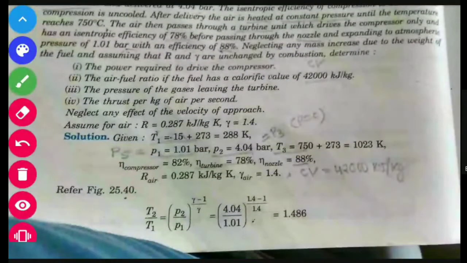All of you note down the data. Everyone should note down the data. With efficiency of 88%.